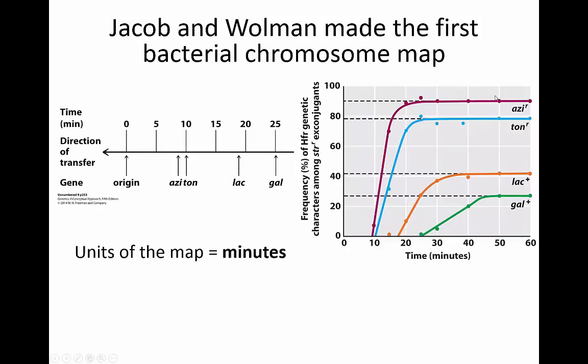So this is looking at 4 different genes. And so what they found is, about 10 minutes after mixing them together, the first azi recombinants were observed. Just a few minutes later, the first ton recombinants, and then toward 18 minutes, the first lac recombinants, etc. And what you see here is you can actually make this map and put all of these things on that map with the units in minutes.